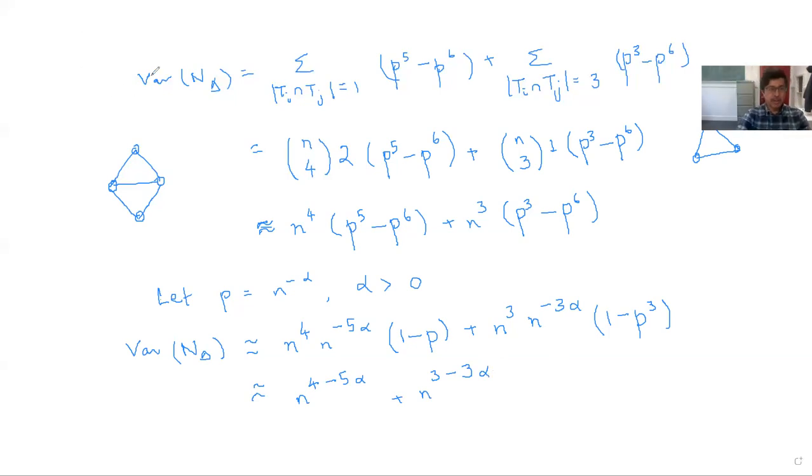So we've managed to calculate the variance of the number of triangles as well as the mean. And let me remind you of the mean. The mean was n to the 3 minus 3 alpha. There are n choose 3 ways of picking 3 vertices, and there's a probability p cubed, which is n to the minus 3 alpha, that all 3 edges are present. So those are the variance and the mean. And so what? We'll come to so what in just a moment.